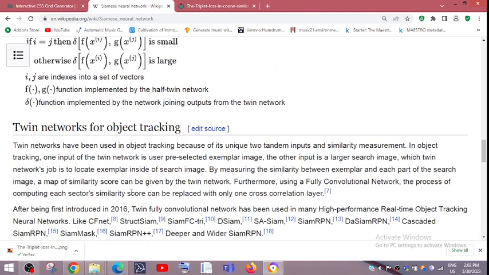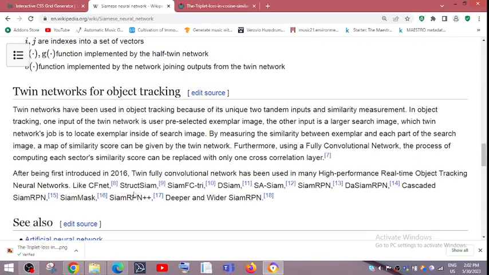Learned metric. Let's dive together into the last part: what is the use of the twin networks? Twin networks have been used in object tracking because of their unique two tandem inputs and similarity measurement. In object tracking, one input of the twin network is a user pre-selected exemplar image, and the other input is the larger source image, and the twin network's job is to locate the exemplar inside the source image. By measuring the similarity between the exemplar and each part of the source image, a map of similarity scores can be given by the twin network.